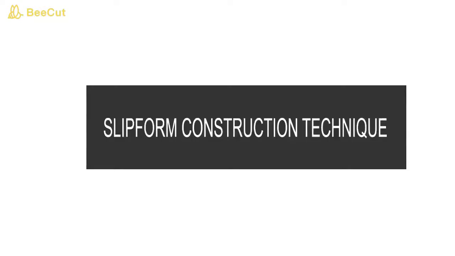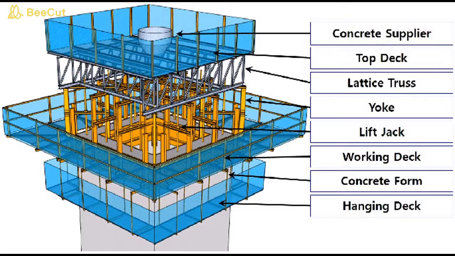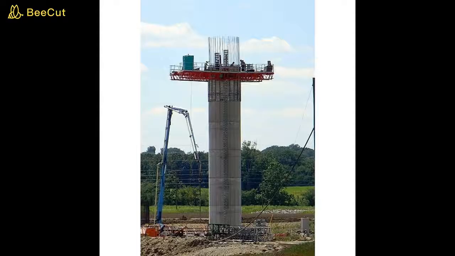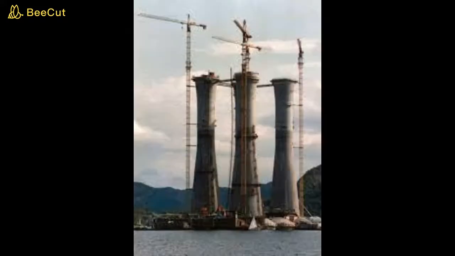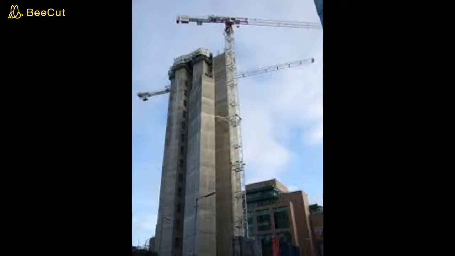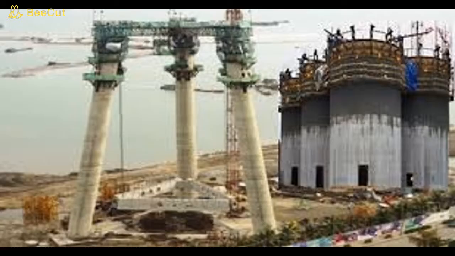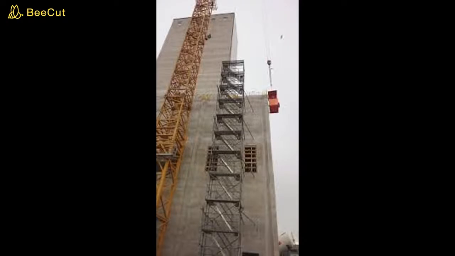Next, we move to the slip form construction technique. This construction technique is an alternative to the conventional formwork system, which helps in continuous vertical and horizontal construction. The slip form helps to conduct continuous pouring of the concrete into the moving formwork. The process stops only when the required length of casting is completed.